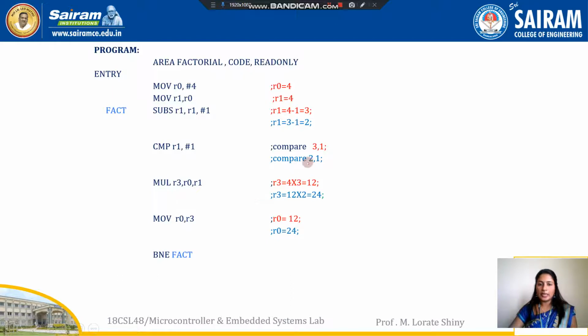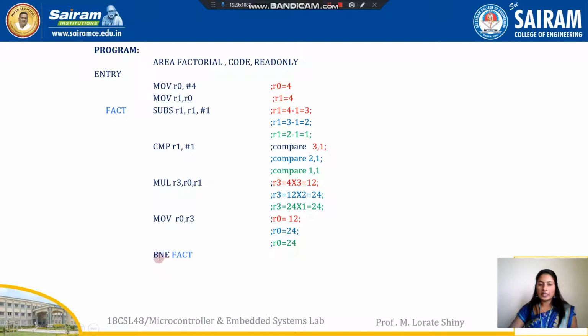Now I am checking the condition. In the compare instruction I compared 2 and 1 whether both are equal or not. Both are not equal, so I can jump to fact again. So again I will subtract 1 from 2 this time. So R1 becomes 1. I am comparing 1 and 1. I am multiplying R0, whose value was 24, with R1, which is 1. So 24 into 1, 24. It's stored in R3 register and moved to R0. Now R0 content is 24.